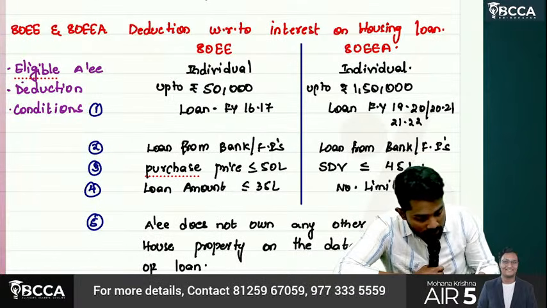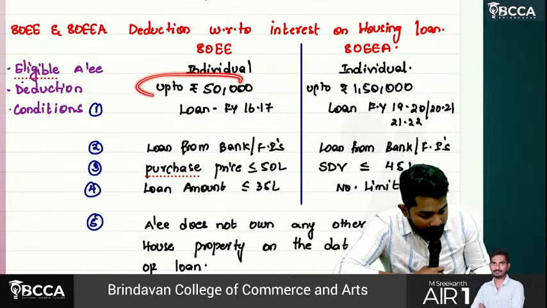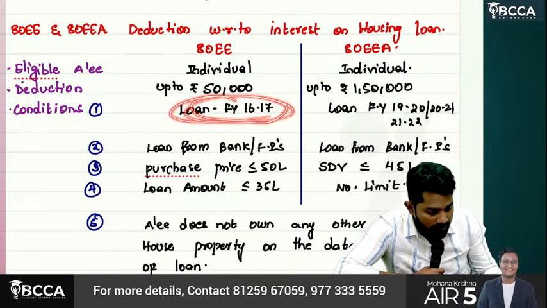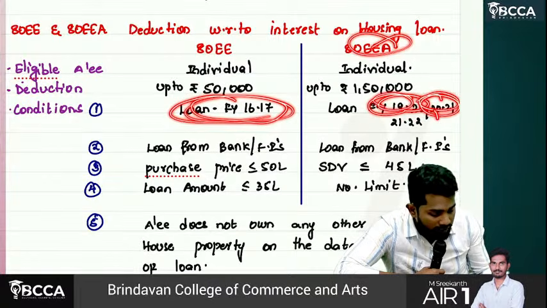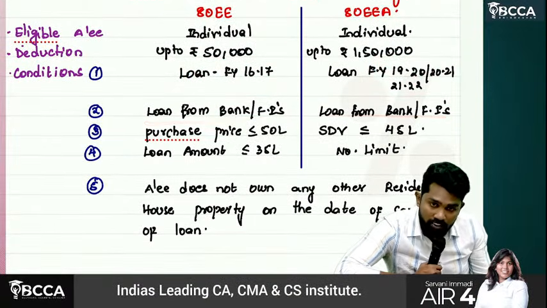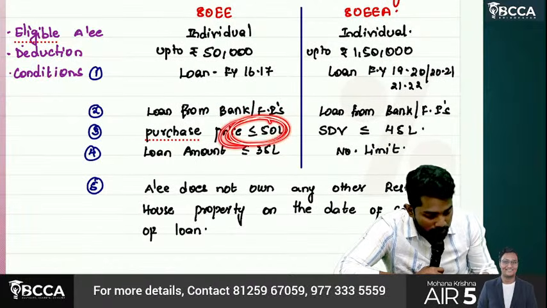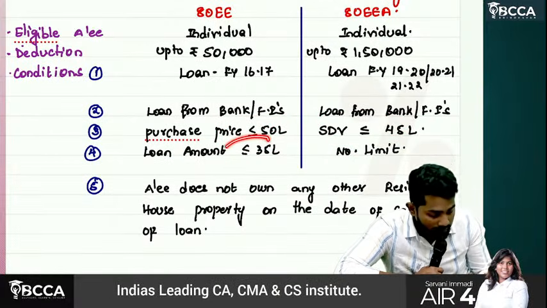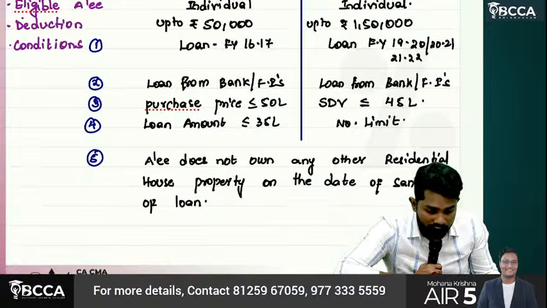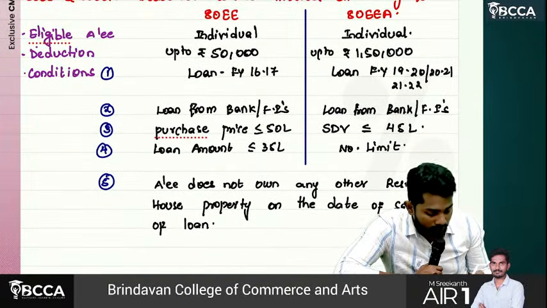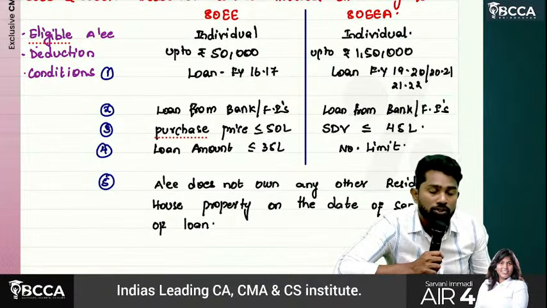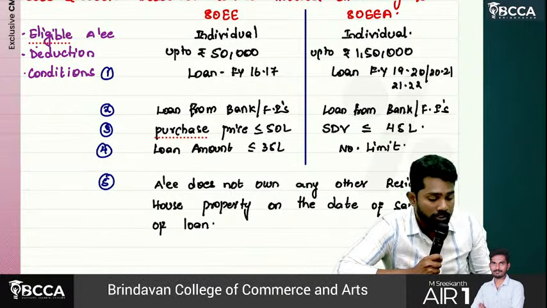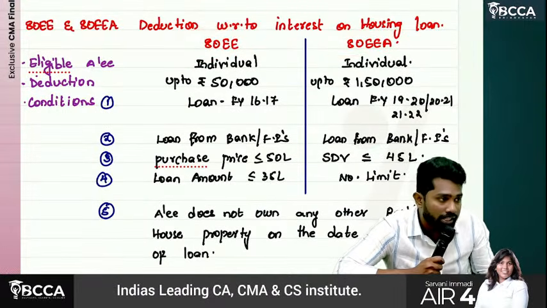Both these deductions are eligible to individuals only. Under 80EE the deduction is 50,000, under 80EAA 1,50,000. For 80EE the loan should be taken in 16-17, whereas for 80EAA the loan should be taken in 19-20, 20-21, 21-22. The loan should be taken from banks and financial institutions only. Under 80EE, the purchase price should be within 50 lakhs, whereas under 80EAA, the stamp duty value should be within 45 lakhs. And under 80EE, the loan amount should be within 35 lakhs. The other condition is that on the date of sanction of the loan, the assessee should not have any other residential house property. This should be the only residential house property he has. Then he can claim deduction under 80EE and 80EAA.